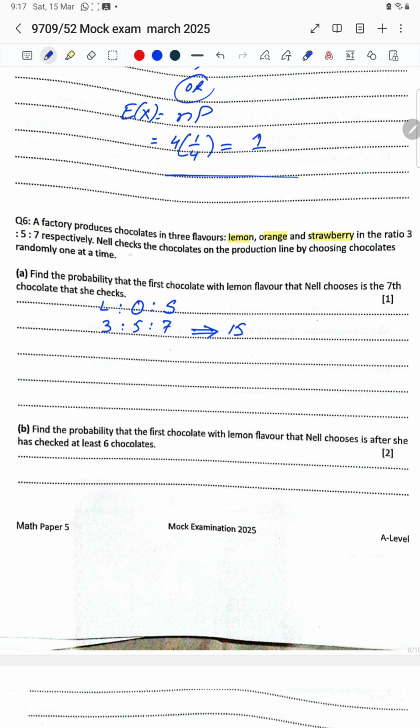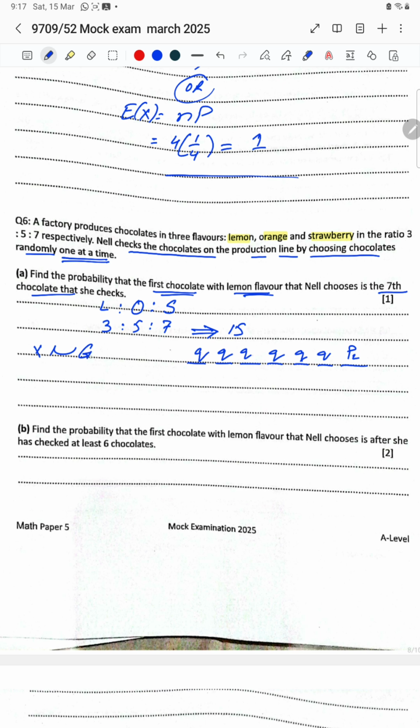It says Neil checked the chocolates on the production line by choosing chocolates randomly, one at a time. Find the probability that the first chocolate with lemon flavor that Neil chooses is the 7th chocolate that he checks. So 1, 2, 3, 4, 5, 6, 7. If she succeeded here, it means in the first 6 attempts she failed to get the lemon.